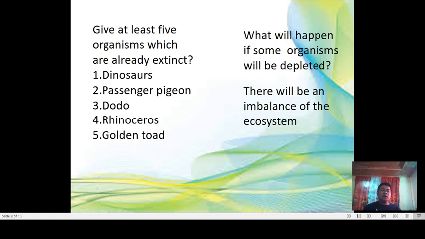How about rhinoceros? This looks like a carabao, but the only difference is it has only a single horn which is located in front of their head. Next is the golden toad. This belongs to the frog family.